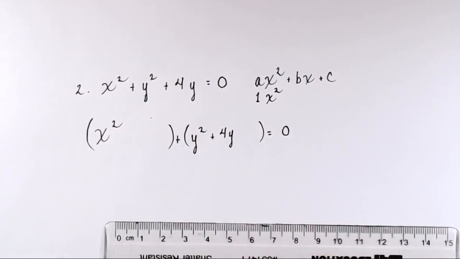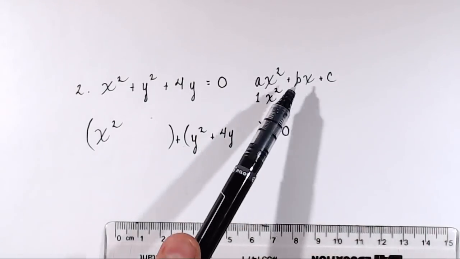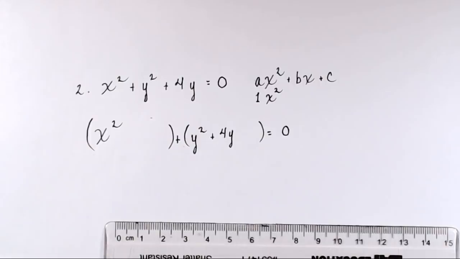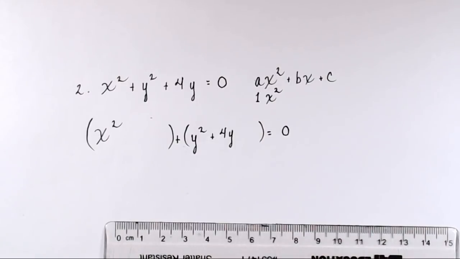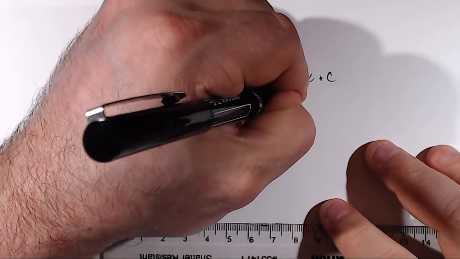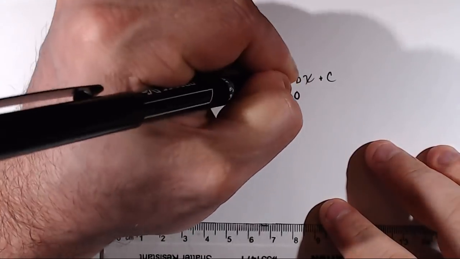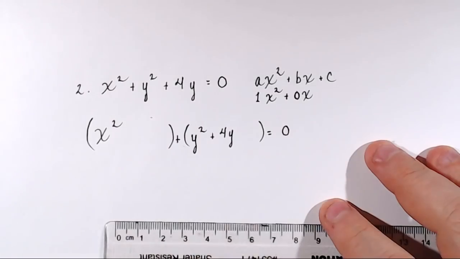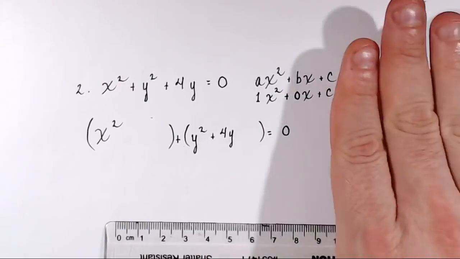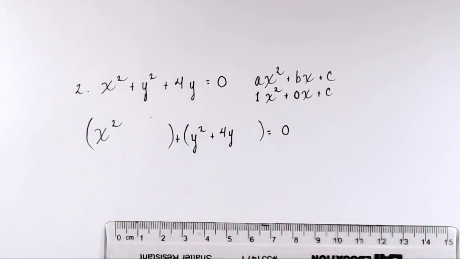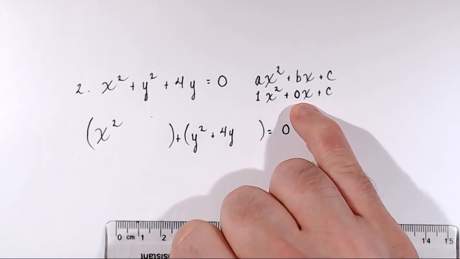So let me ask you a question. What would b have to be in order for this linear term to disappear entirely? Let me rephrase that. What times x equals 0? The answer is 0. So it's plus 0x plus c. Okay, and we're really only interested in these first two terms. So the linear coefficient is 0.